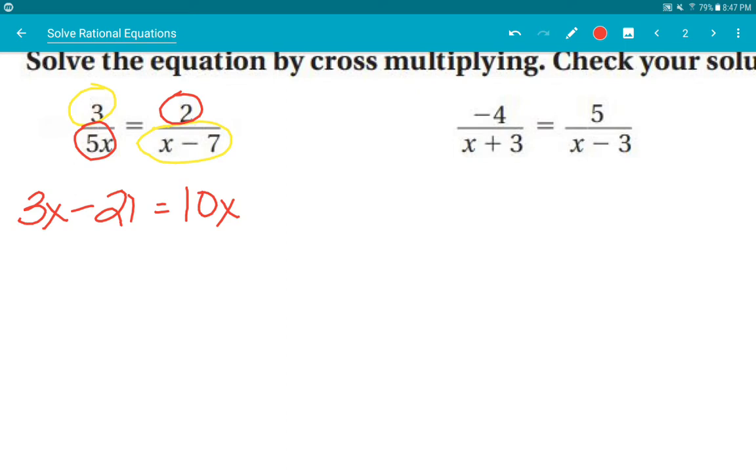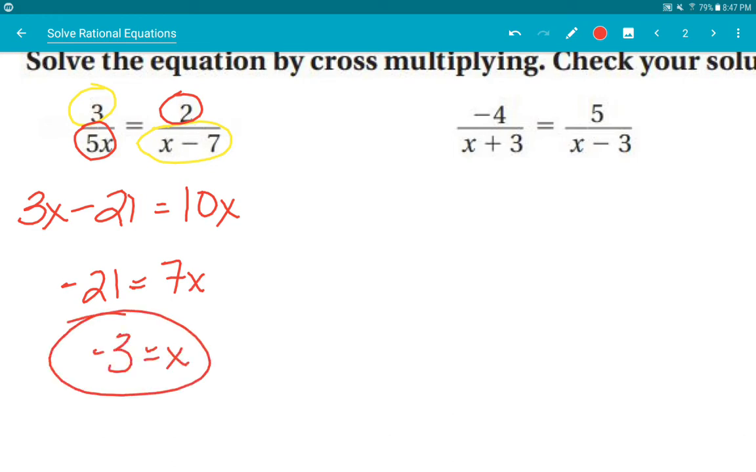Now notice very simply, it's just an equation that isn't too difficult. You're just going to solve it. So we'll subtract 3x from both sides. I'm going to get negative 21 equals 7x. Right, and then negative 3 is going to be equal to my x value. All right, so that's going to be my solution.